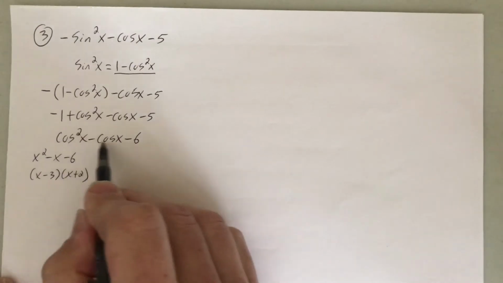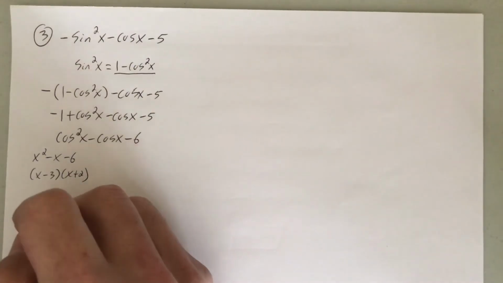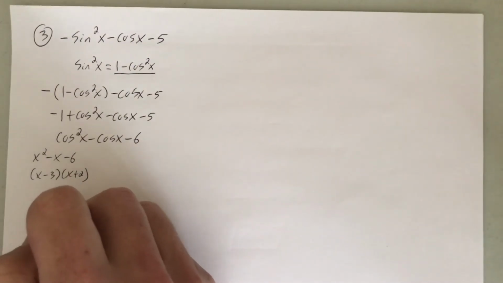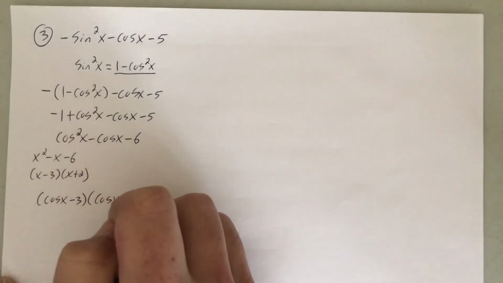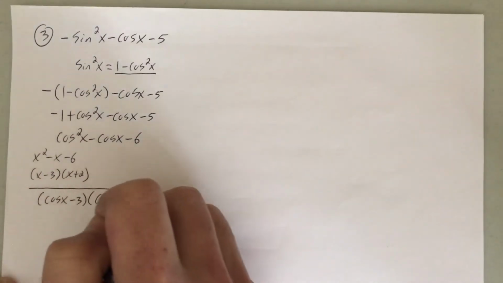Or you could just go ahead and factor right from here, and that would give you cosine x minus 3 times cosine x plus 2. Either way works.